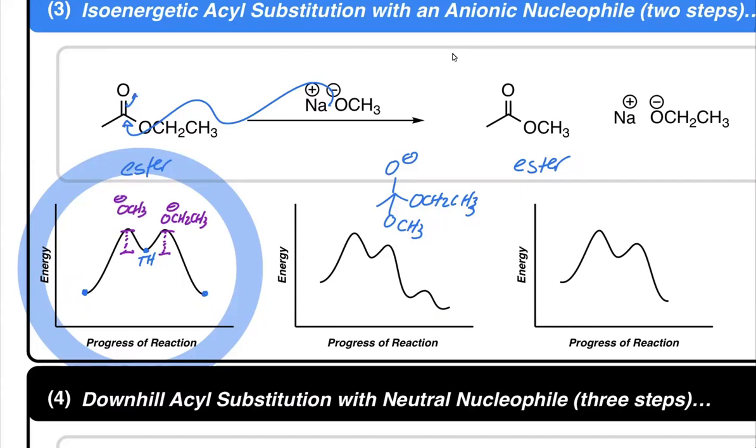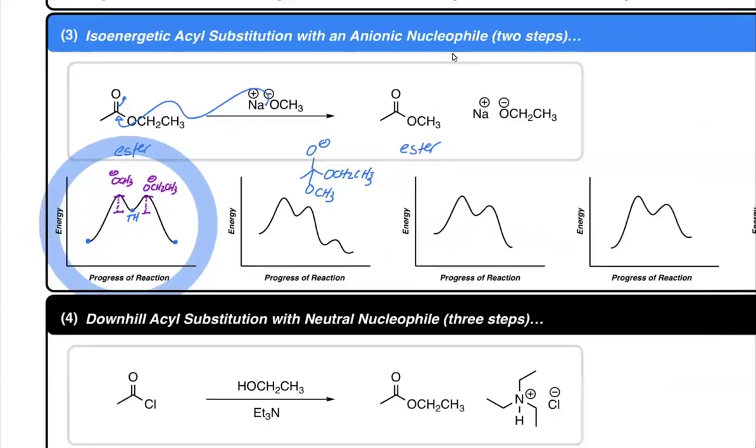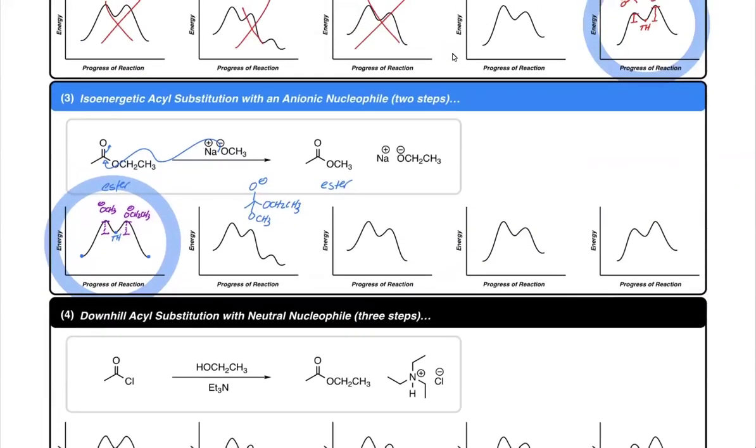Okay. Mind you, this reaction would be readily reversible. We could form that ester, and then this could add in and then kick out the OCH3 leaving group. Readily reversible reaction here. Isoenergetic acyl substitution.